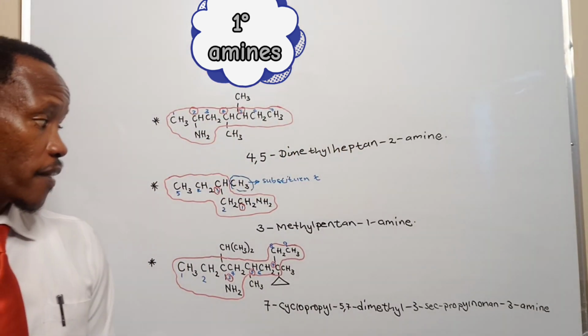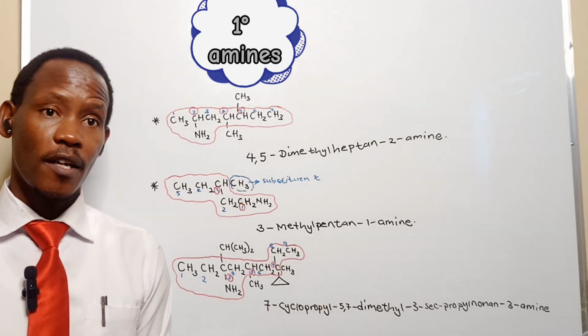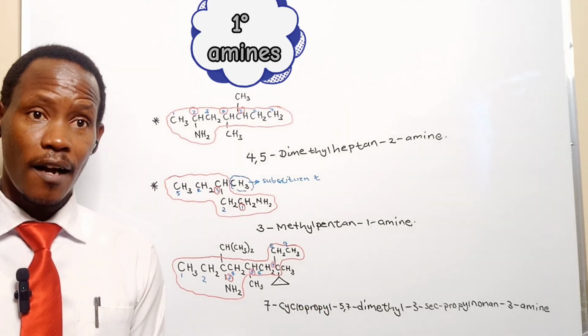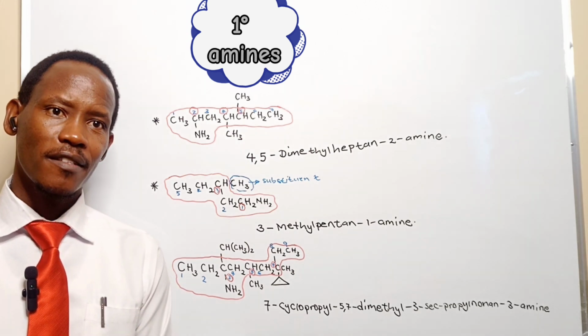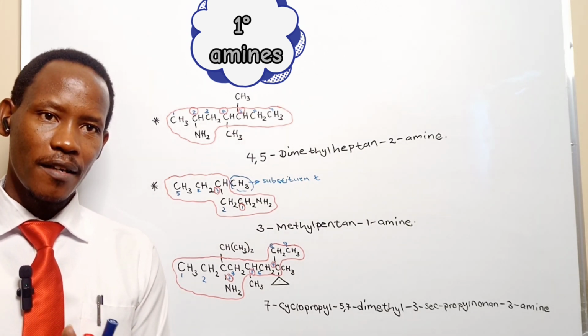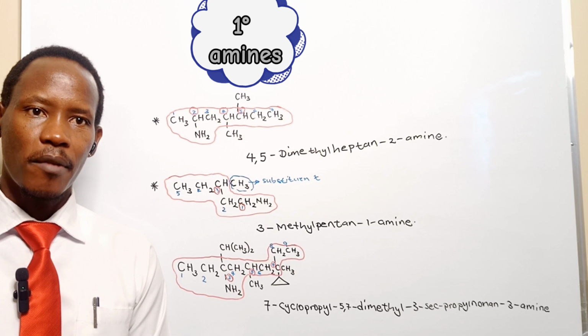In these 3 examples here, we have been learning how to practice the rules of nomenclature for alkyl substituted primary amines.